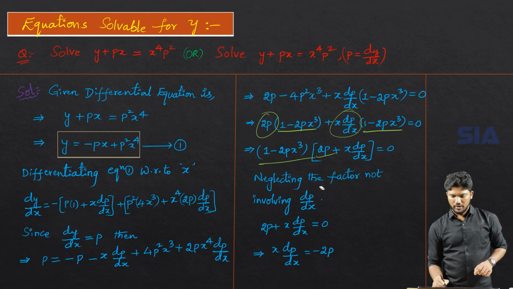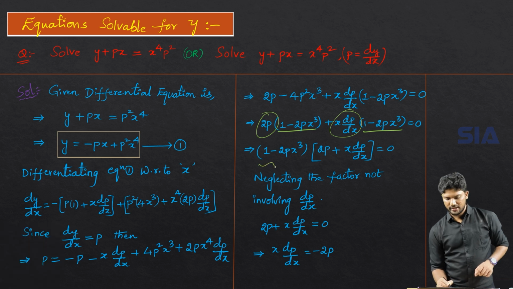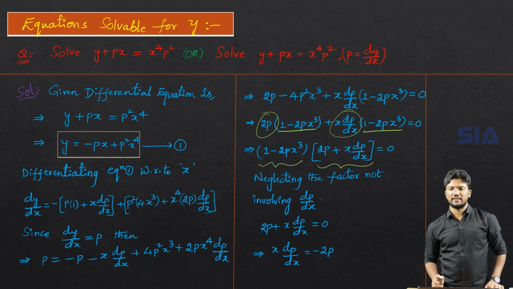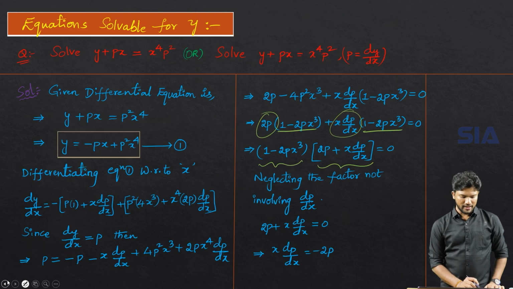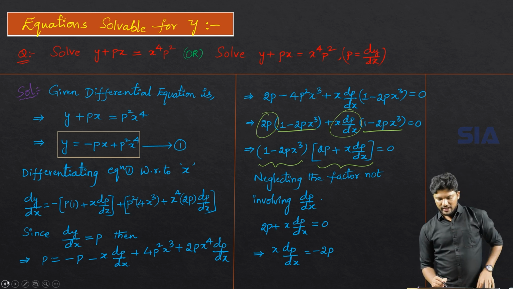So here you have a product of two terms, each and every term we have to call a factor. This is one factor and this is another factor. What they are saying is, neglect the factor that is not involving dp by dx.